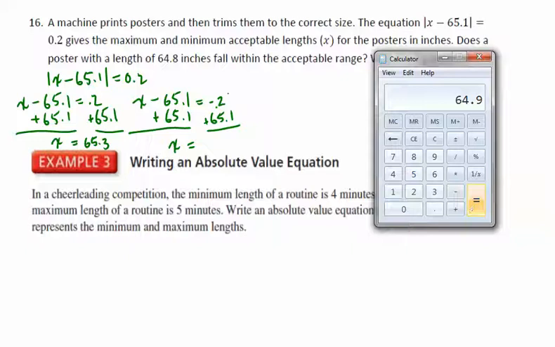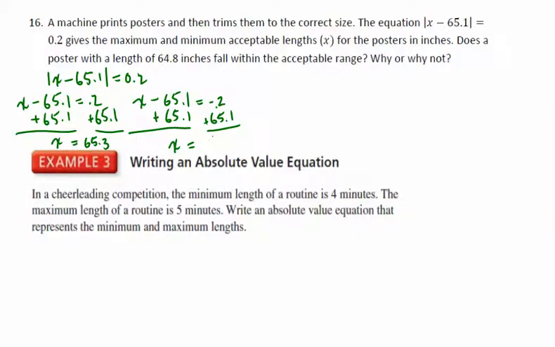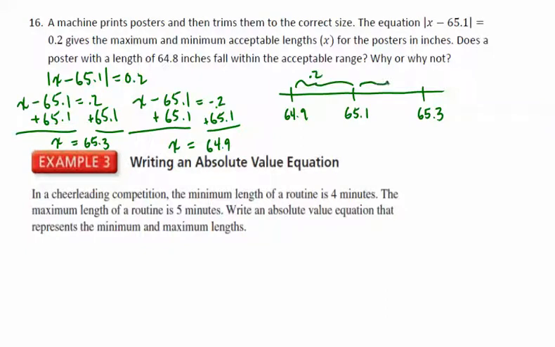We end up with 64.9. What are those values? Those values are our endpoints. And so if we were to graph them, we would have 64.9, 65.3, with 65.1 as the center and 0.2 as the distance from the center.